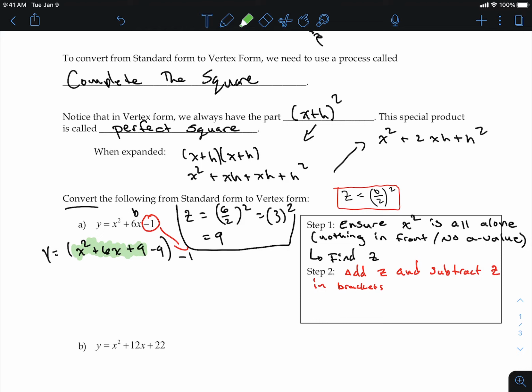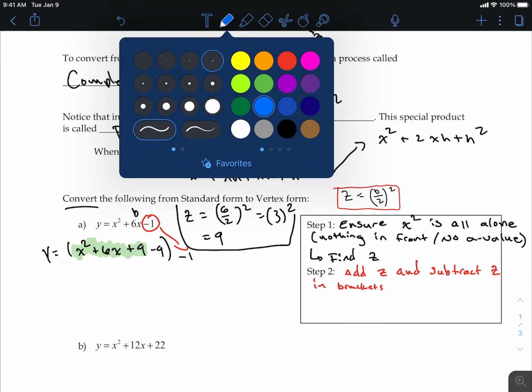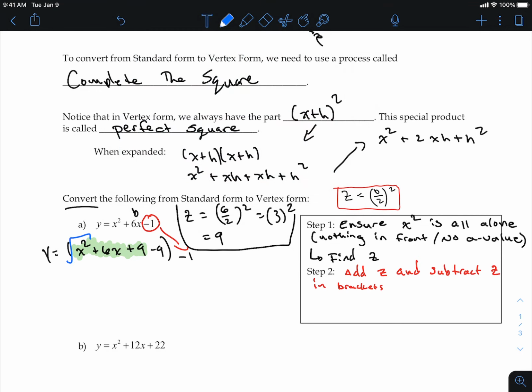Okay, just relax. It's a perfect square. What can we do? Square root first. Square root the first. Here, I'm going to change the color so you can see. Square root the first. Square root the last. Take the sign from B. X plus 3 squared minus 9 minus 1.